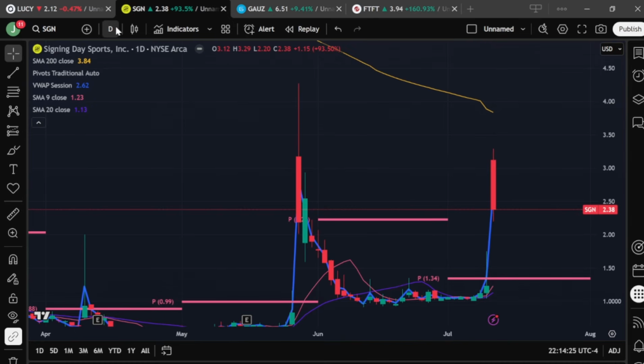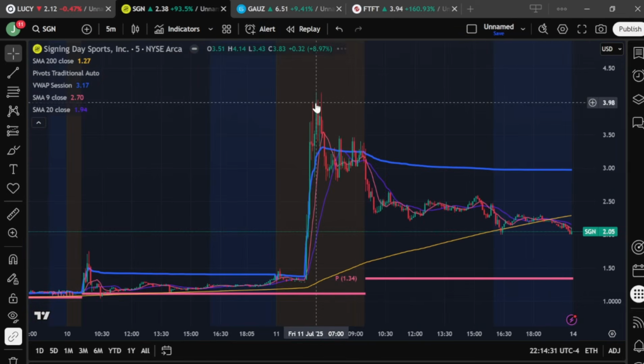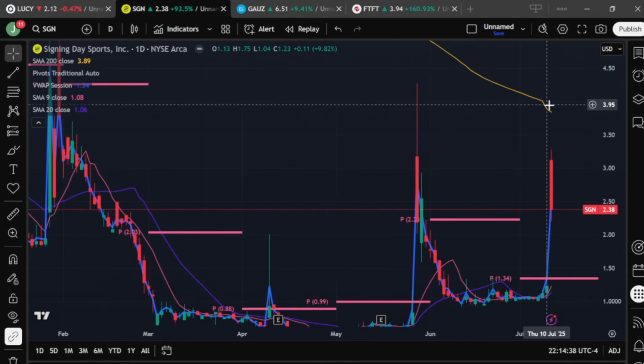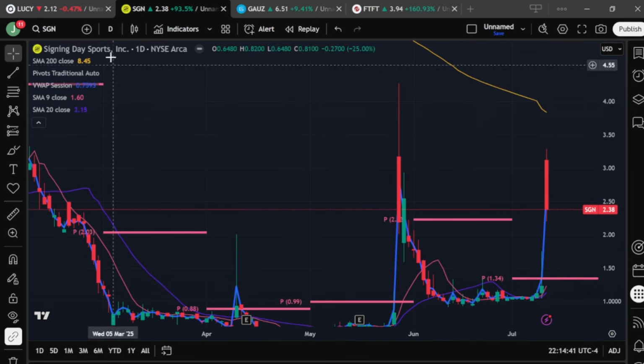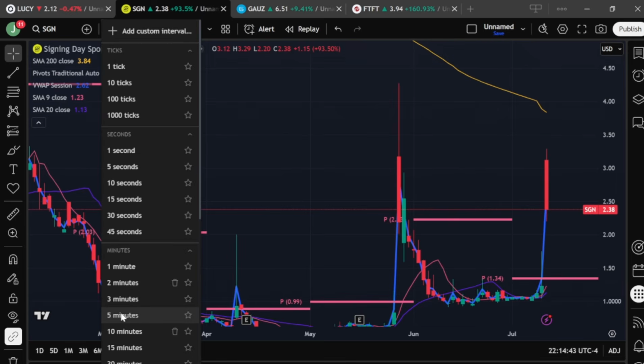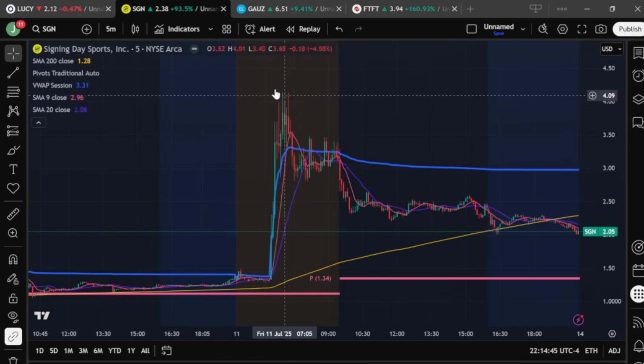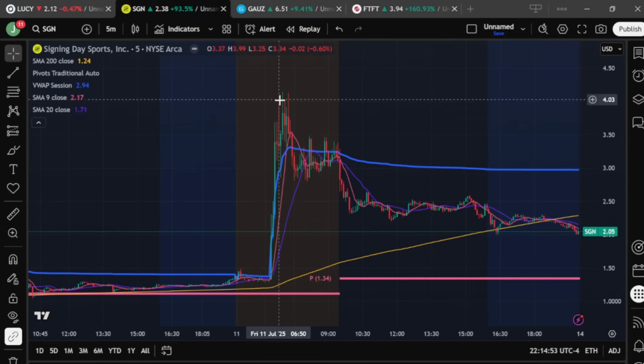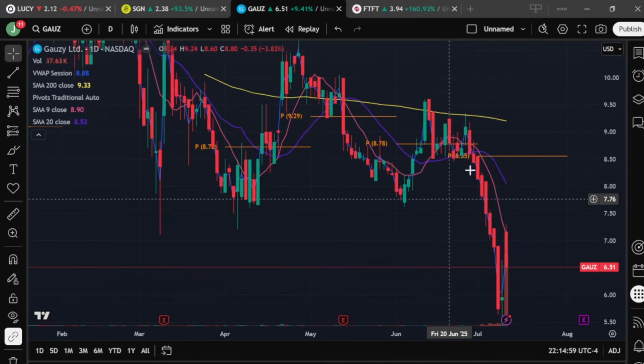You'll see when I go into the daily right here that it actually got all the way up here to $4. You go back to the year to date, that is where the daily was at, and it rejected. It rejected. So that was a clean short. Few entry opportunities, and by the end of the day, it was below 250, and that could have been a $4 entry. The next one, as you saw on the alert, was GAUZ.